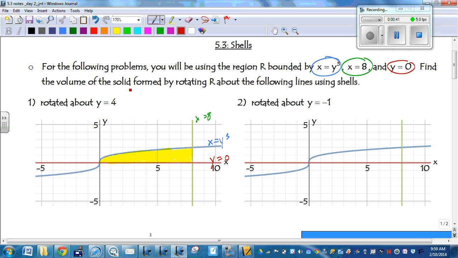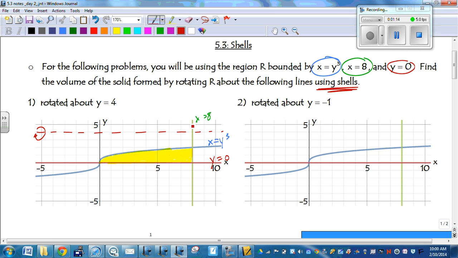It says to find the volume of the solid by rotating this region R about the following lines using shells. So that's the key here, that we have to use shells. One thing we need to keep in mind is shells are parallel, right? The rectangle that we draw, determining our dx or dy cut, has to be parallel to the axis of revolution. So for this first one, we're going about the line y equals 4. It should be up here. So that's what we're rotating our region about.